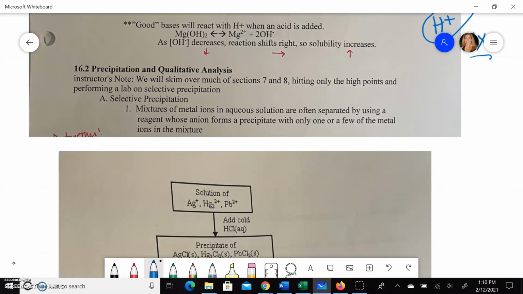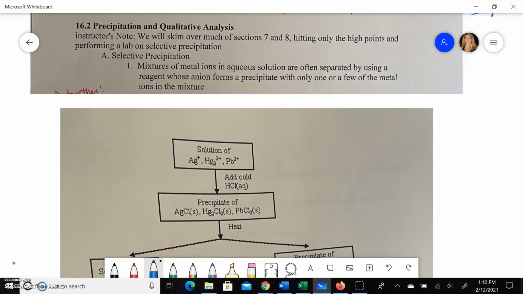16.2 has to do with qualitative analysis, and we're going to do a digital lab of this later on this year, but this is basically where you can figure out what something is. Qualitative means identifying something or telling what it's like, and so you can identify something based on what you mix it with. So this is just an example of a flow chart.